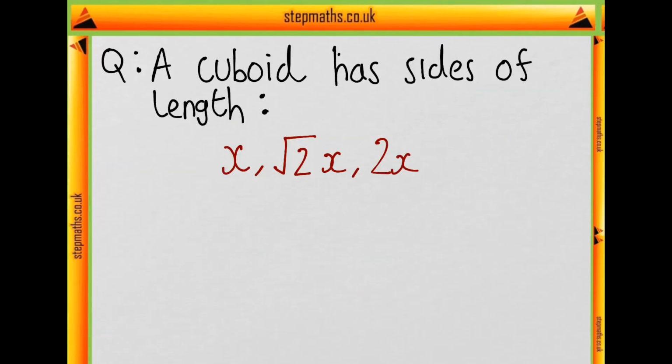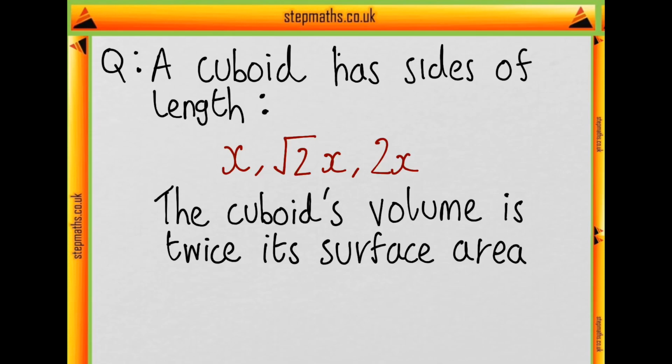So in this question, we're given a cuboid that has sides of length x, root 2x and 2x, where x is some unknown positive number. And we're also told that the cuboid's volume is twice its surface area. And then, as you've probably guessed, we're asked to find x.